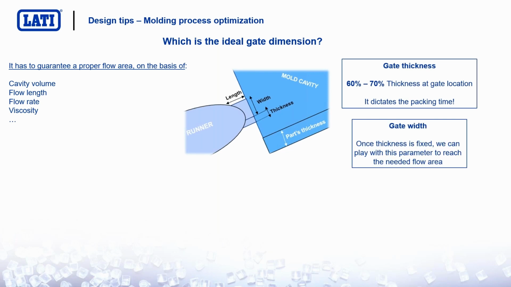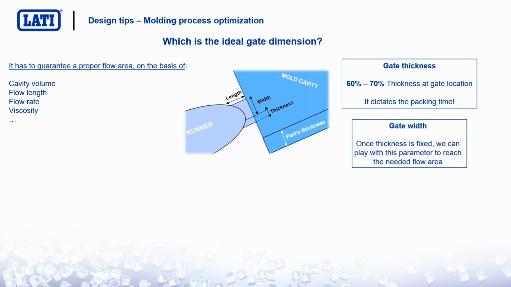In case of a rectangular edge gate, for example, the gate thickness has to be between 60 and 70% of the part thickness at the gating location, and with this parameter, the gate thickness, we have more constraint because it dictates the packing time. Then to reach the proper flow area, we can play with the gate width once the gate thickness has been defined.